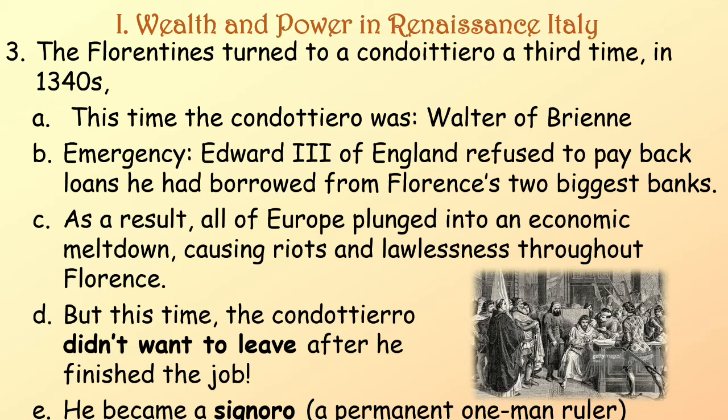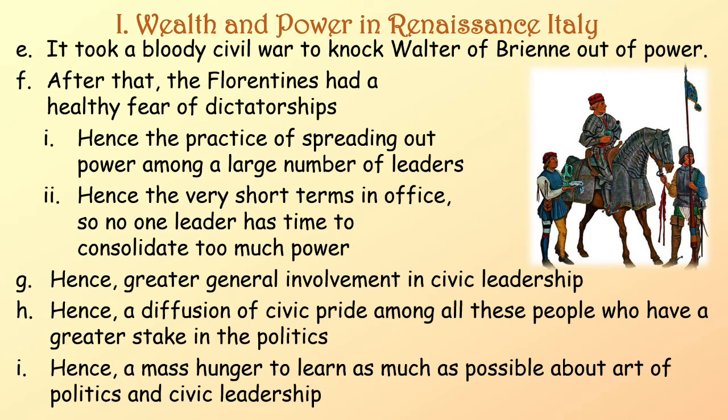And so he became what is called a signoro. And a signoro is a permanent one-man ruler. And to get him kicked out, it took a bloody civil war that knocked Walter of Brienne out of power. Well, after that, the Florentines had a healthy fear of dictatorships. They didn't want to get burned again like they got burned with Walter of Brienne. And hence, the practice of spreading out power among a large number of leaders.